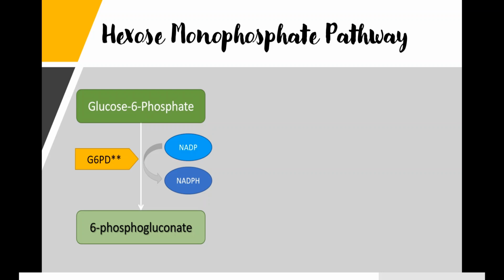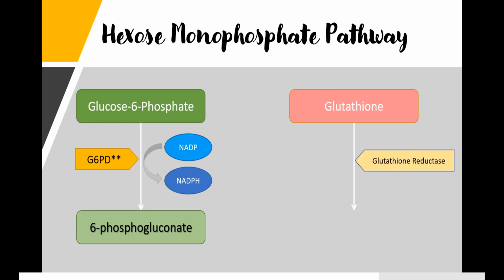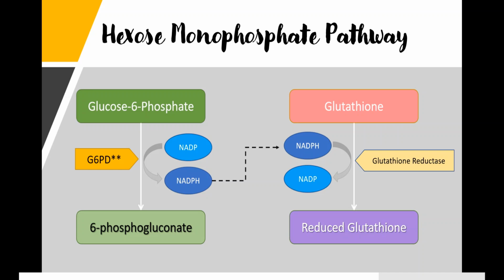Now, this NADPH will proceed to the next step, and the next step involves glutathione. What do we know about glutathione? Yes, indeed, glutathione is an antioxidant. In this next step, the glutathione will be acted upon by glutathione reductase. The glutathione reductase requires the presence of NADPH as its cofactor. Because NADPH is consumed, it is converted back to NADP. And during the reduction process, glutathione is converted to its reduced form, the reduced glutathione.